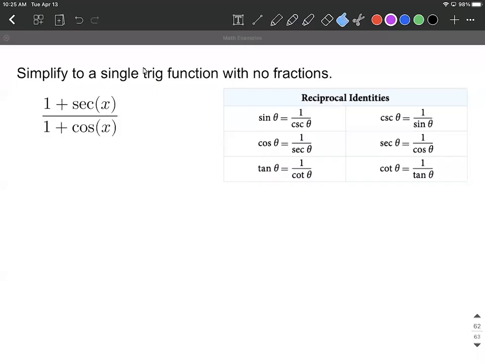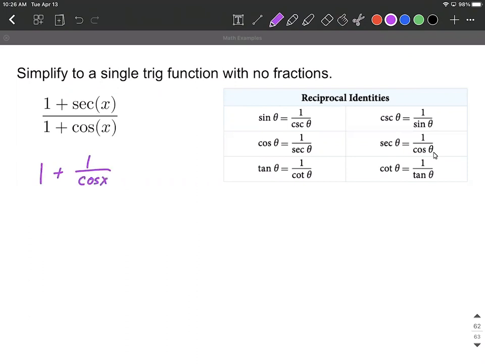Okay, let's get started in simplifying this down into a single trig function with no fractions. So we have a trigonometric expression. I notice that this one has a secant involved. So to get rid of that secant, I'm going to replace secant with 1 divided by cosine to get started. I always like to rewrite these in terms of sine and cosine whenever possible.